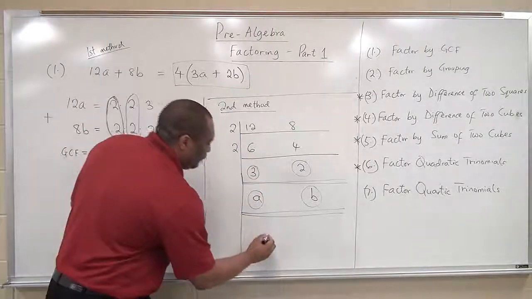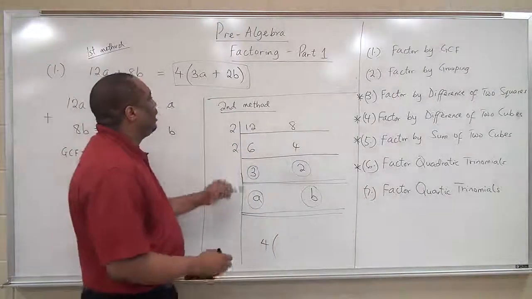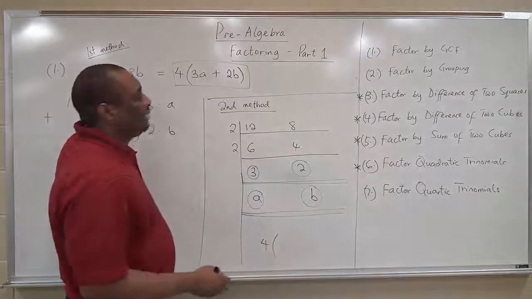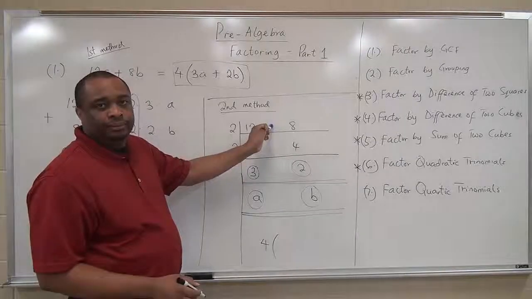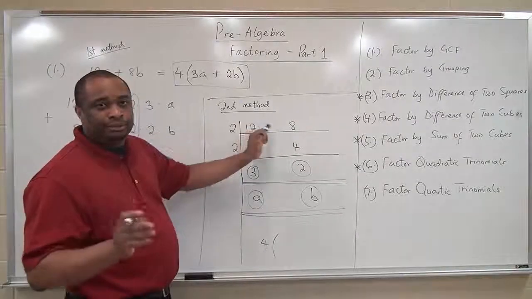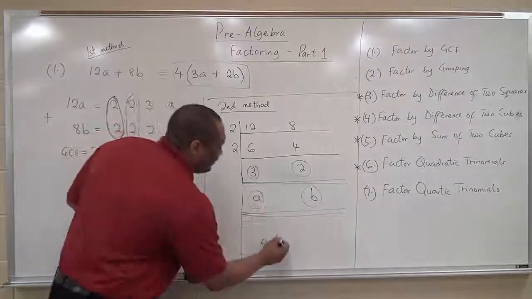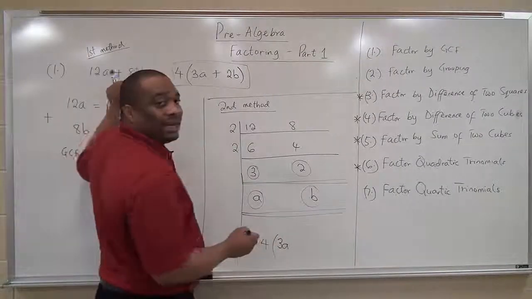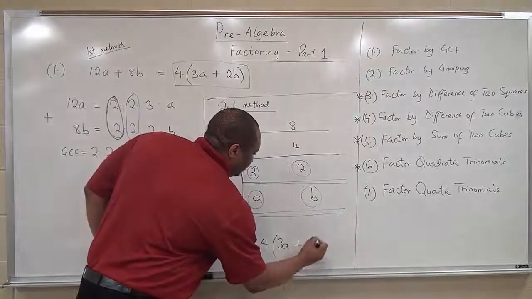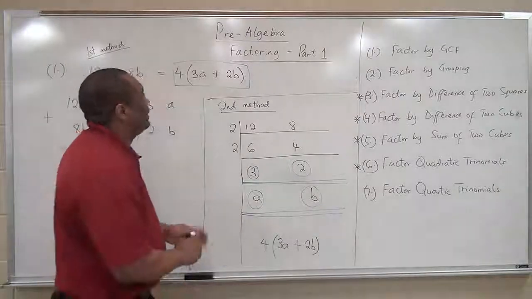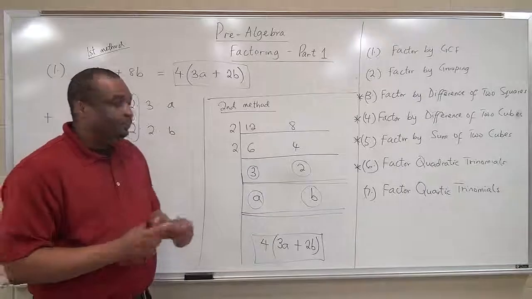So we put 4 and parentheses. What is remaining here? Make sure you look at the sign. If you want to put the sign here, that is up to you. What is remaining here is 3A, then this sign here, plus, and then what is remaining here, 2B. And that becomes your answer. That is it.